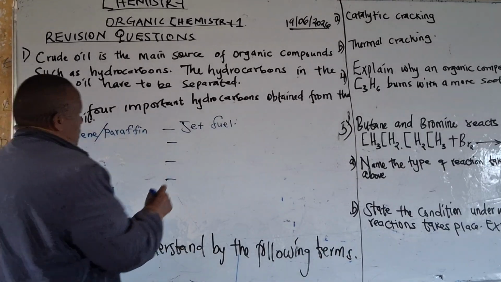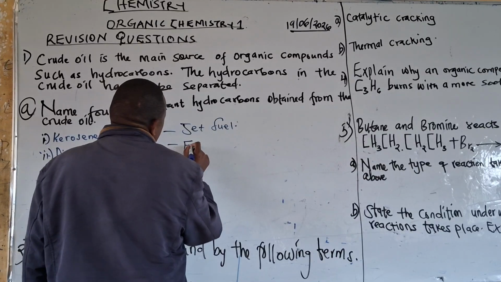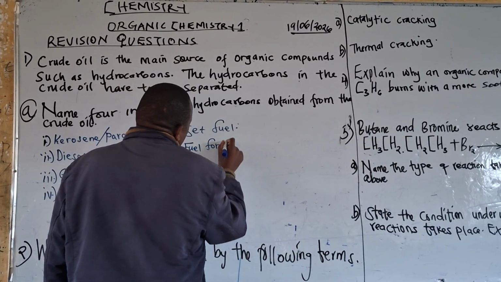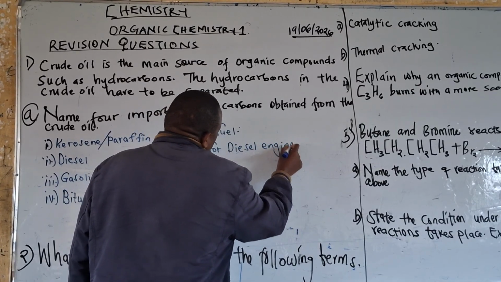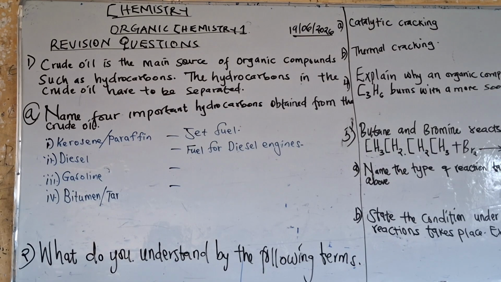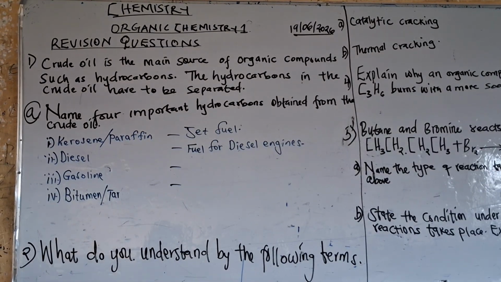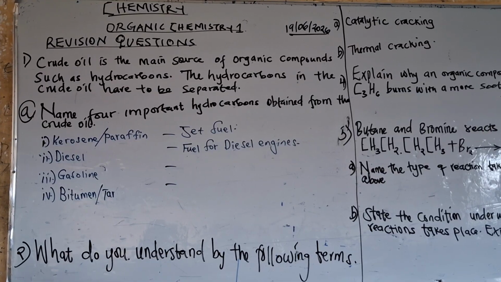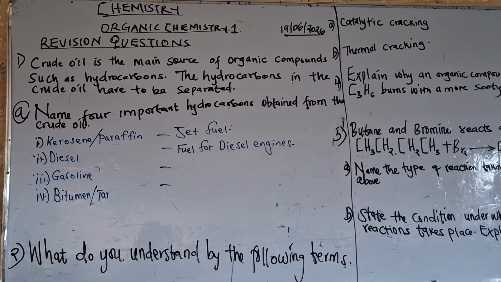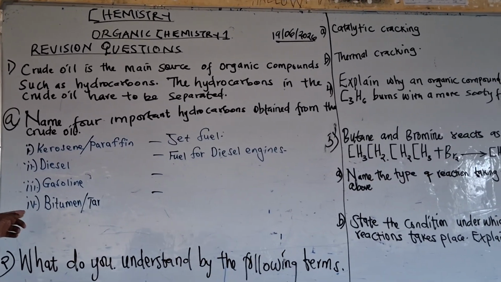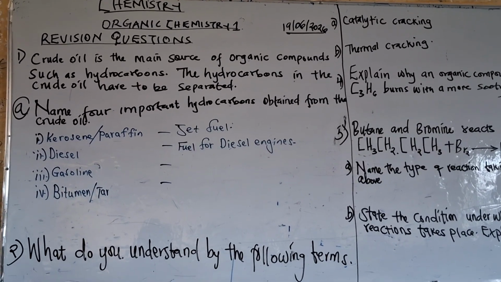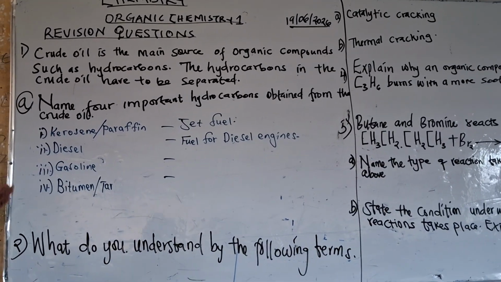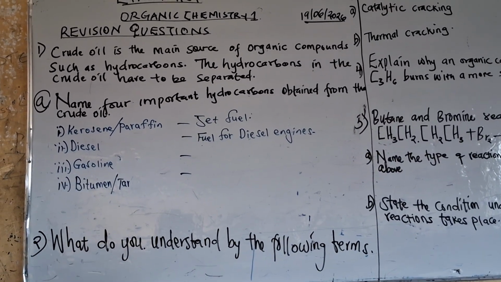Okay, so diesel is fuel for diesel engines. We have seen some vehicles usually use diesel, especially those which are carrying heavy load, transportation of heavy load. So most of the lorries that we have on our roads usually use what? Diesel, because diesel produces far much more energy as compared to what? To petrol. Gasoline. What's the use of gasoline?